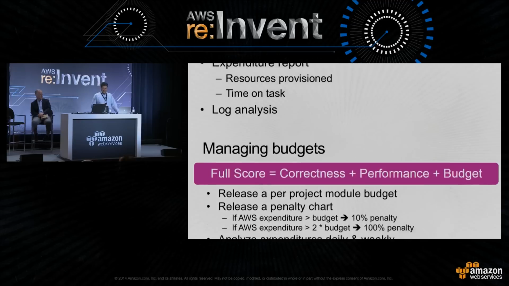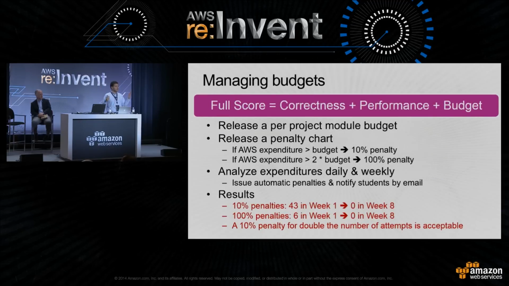How about budget? The first few years we offered this, we did not pay too much attention to budget because we were still learning. But now we've raised budget to become a first-class citizen. So now you don't get the full score only by getting the correct answer and meeting our performance requirements. You also have to do it within budget. So we release a per project module budget. We release a penalty chart. So we tell students, if you go above the budget, you get a 10% penalty. And if you go above 2 times the budget, you get a 100% penalty, which is a 0.